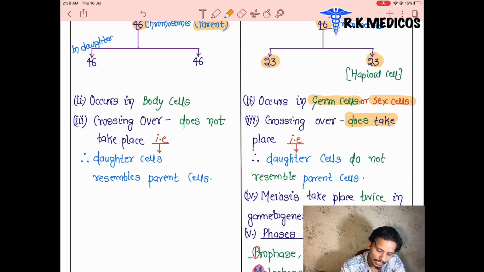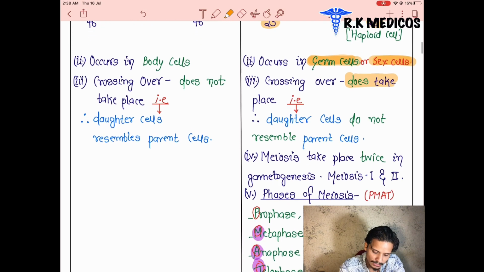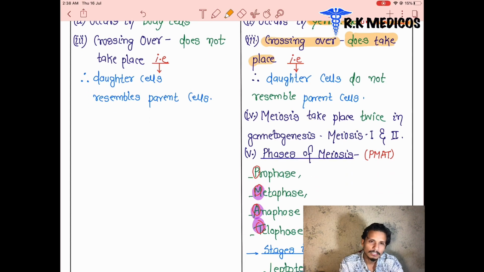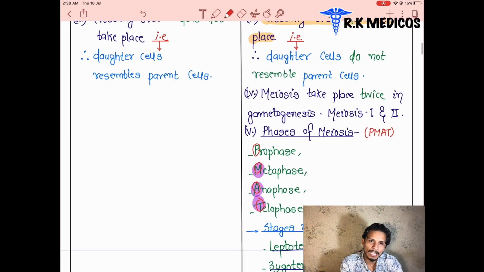We can see this occurs in the germ cells or the sex cells only. In these cells the crossing over takes place. It means the daughters do not show any resemblance to the parents, because some fragments are changing.